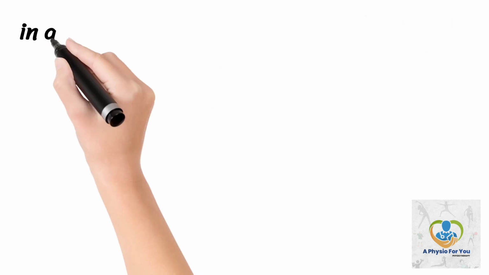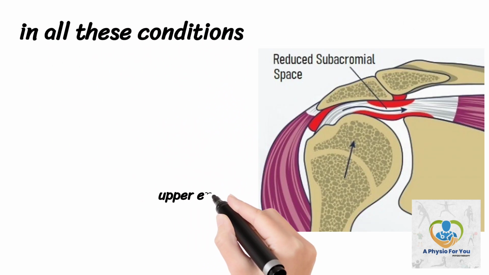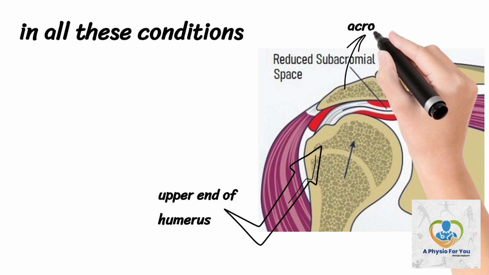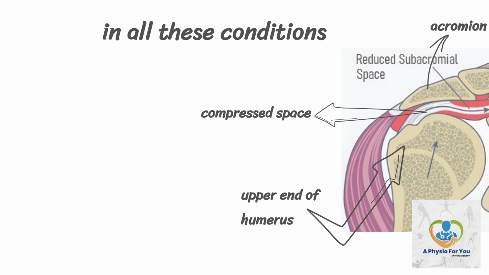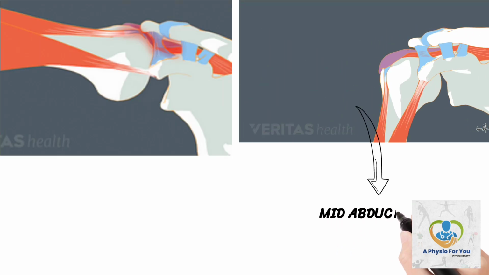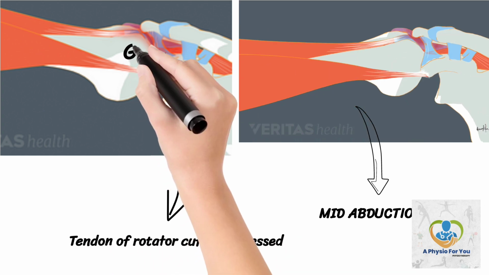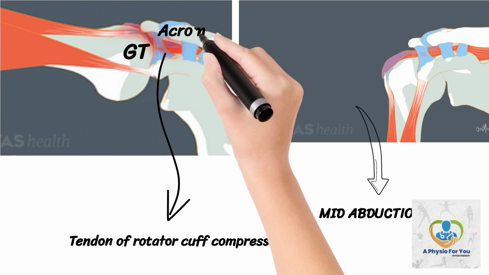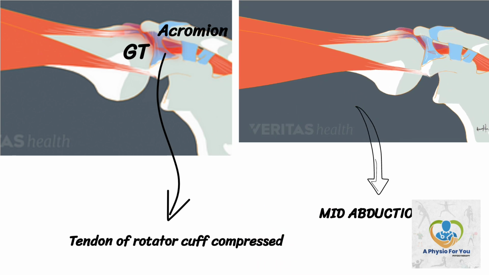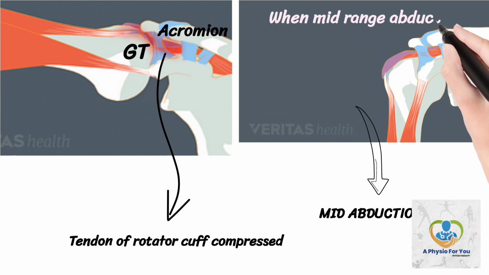In all these conditions, the space between upper end of humerus and the acromion process gets compressed. So, during mid-abduction, the tendon of the rotator cuff is compressed between the greater tuberosity and acromion process. So, the pain occurs when there is a mid-range of abduction.